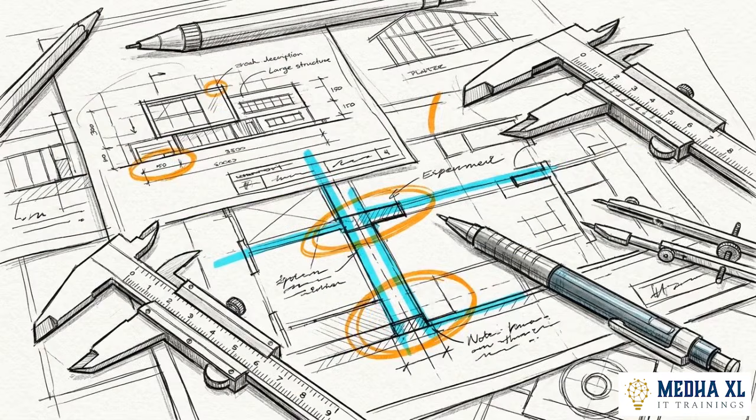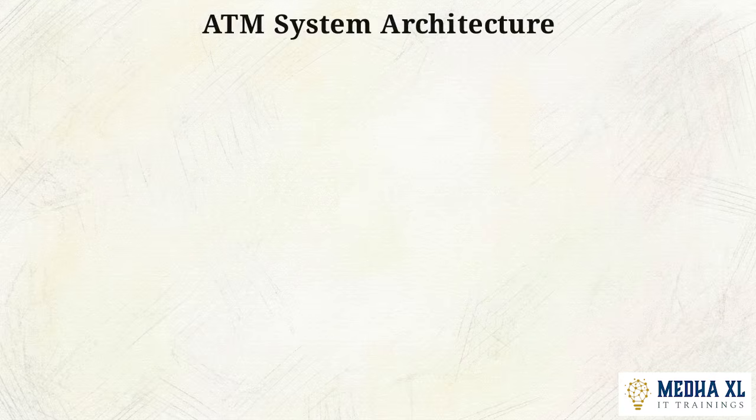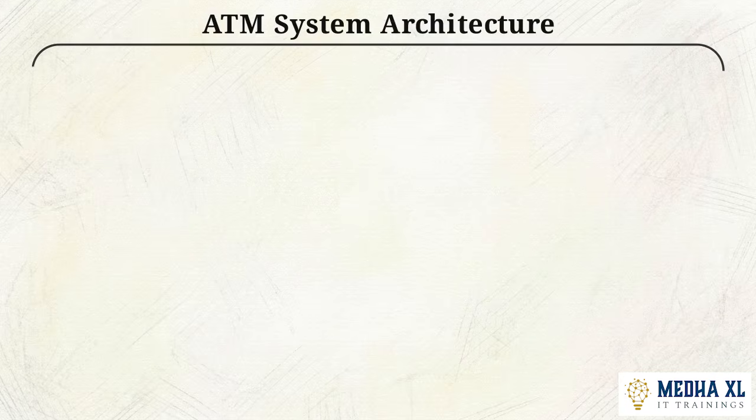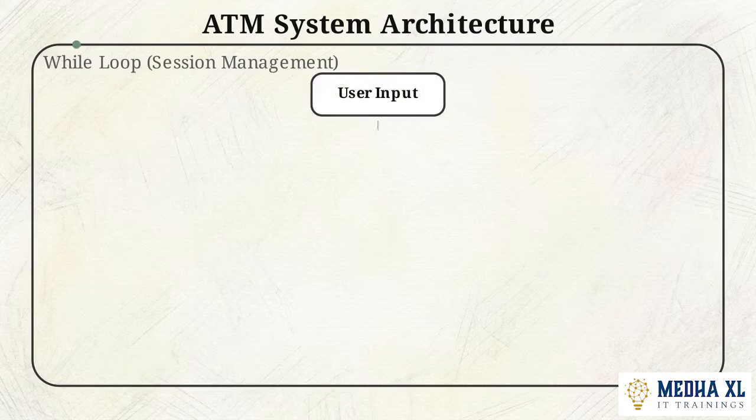To prove how these discrete control structures combine to build a cohesive application, let's reverse engineer the logic of a complex interactive system, an ATM terminal. This hierarchical diagram maps the architecture of an ATM program. Notice the outermost layer. It relies on a continuous while loop to sustain the session, ensuring the terminal stays active and ready between different users.